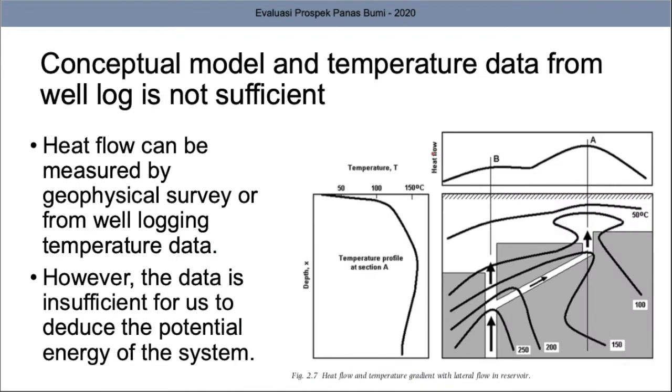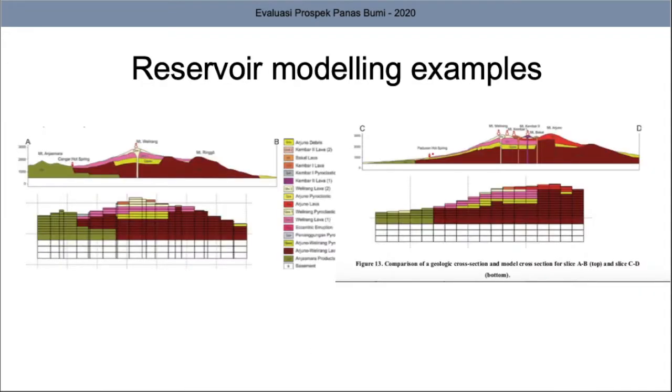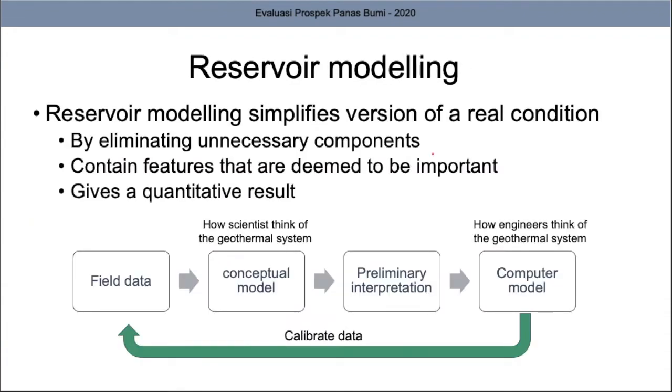Based on the conceptual model that we retrieve, the temperature data is not sufficient. We need more to elaborate on the characteristic of a geothermal reservoir. The reservoir modeling is usually done in the second phase, which is to confirm the real condition of the subsurface in a geothermal system. Reservoir modeling itself will help you determine and simplify the version of a real condition by eliminating the unnecessary components and giving the features that are deemed to be important, such as the lithologies and the faults and also the fluid paths. Here we calibrate what happens in the field and the computer model to obtain the real condition of the subsurface.